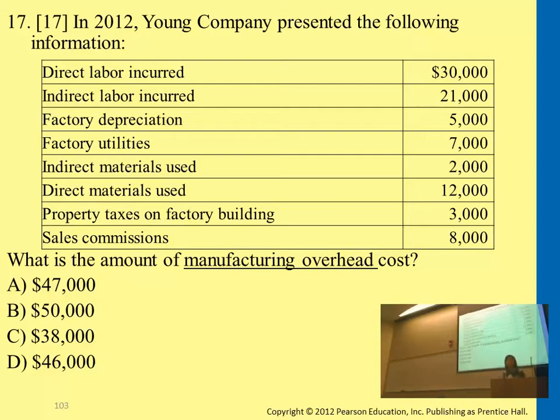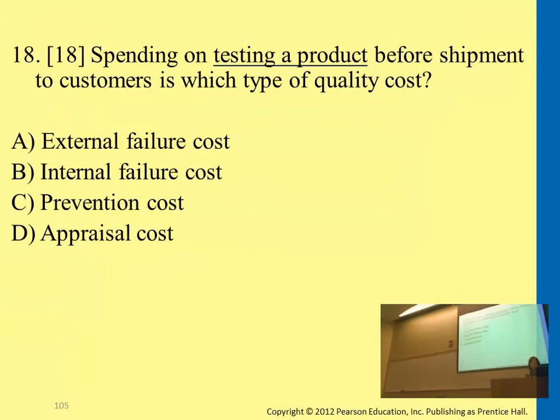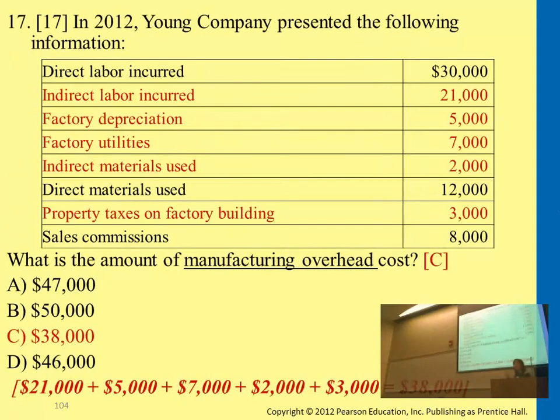So if we start from the top, which ones should we choose? Indirect labor, factory depreciation, factory utilities, indirect materials used. Property taxes, we have to choose this because it relates to the factory building, right? So everything else, just leave it, add these all together.